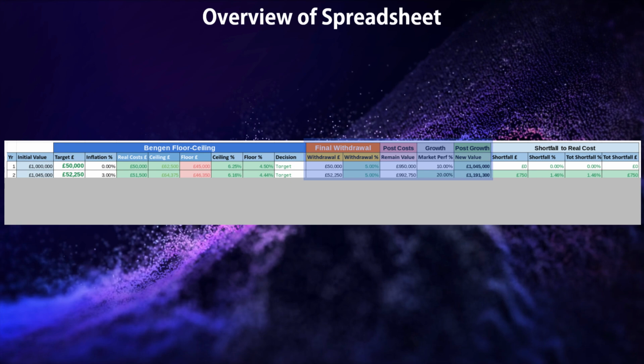The next 5 columns calculate the new portfolio balance after withdrawals, considering market performance. The following set of columns helps us understand how far final withdrawals deviate from real costs, both annually and cumulatively.